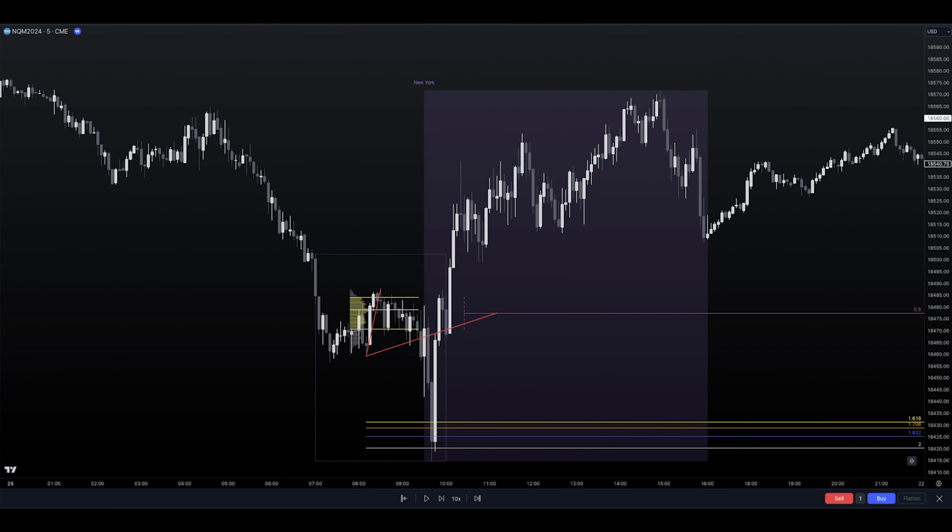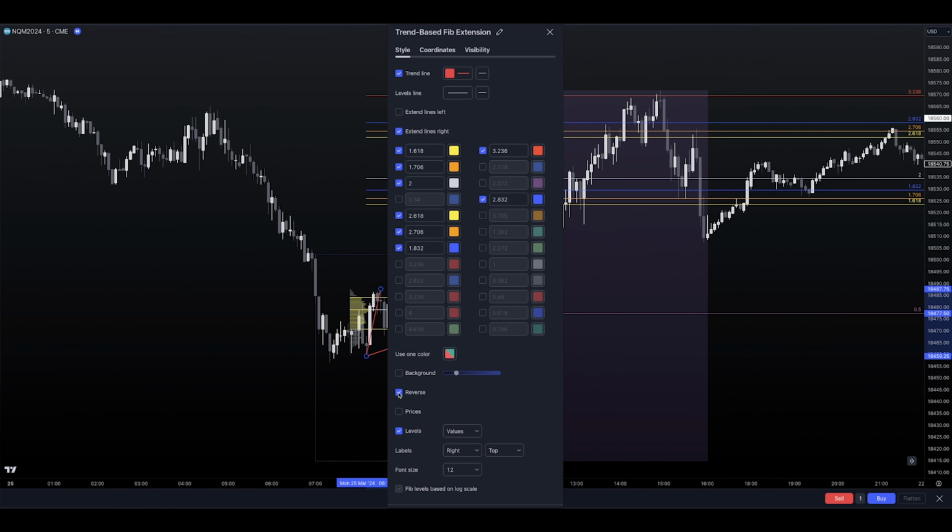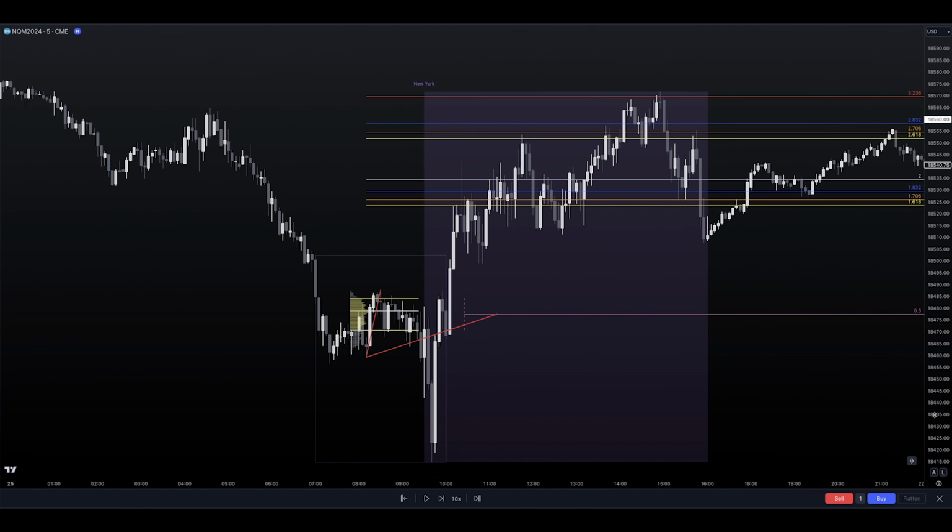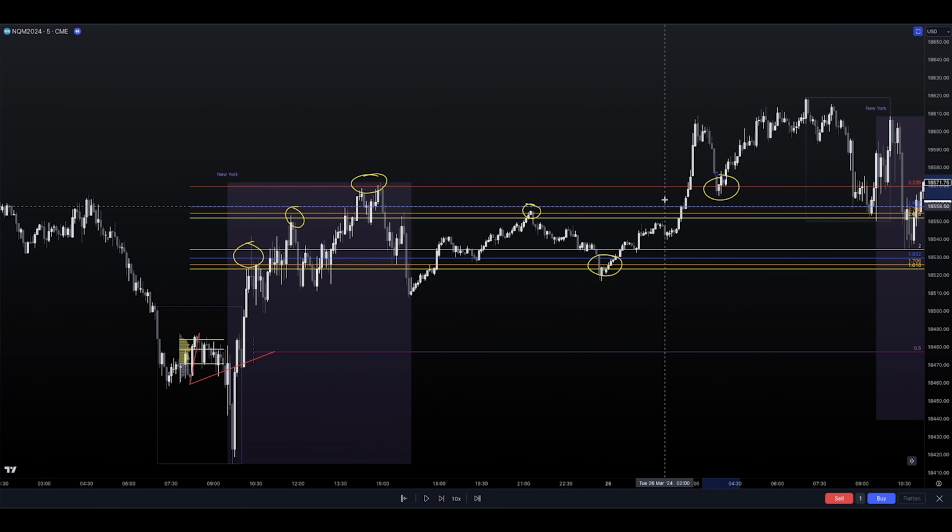So in this situation, you can actually just take that same fib pull and click the reverse button. Then you can look at the same exact targets from this reversed pull to give you your short opportunities, and even a couple nice backtests before another 2 legs up.